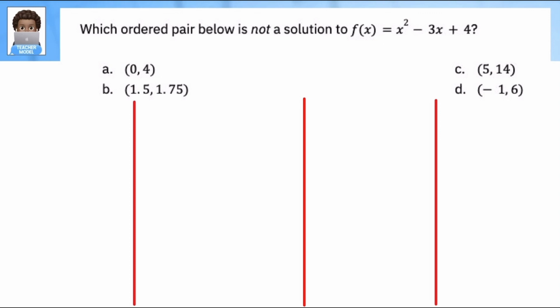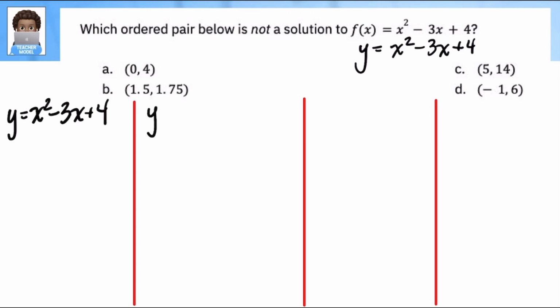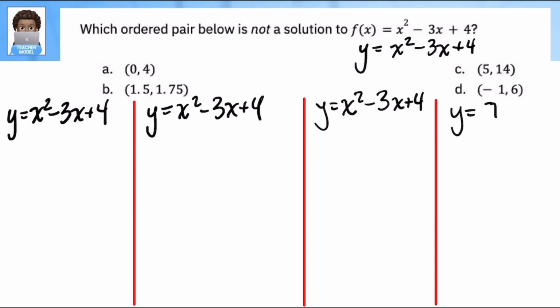Which ordered pair below is not a solution for the function f of x is equal to x squared minus 3x plus 4? So the first thing I'm going to do, since I have ordered pairs, I have an x and y value, I'm just going to rewrite this as a regular equation. And now all I'm going to do is substitute my x and y into that equation. So I'm going to write this down, because I'm going to do 4 substitutions. And we're going to sub in all our points. So let's start with A.